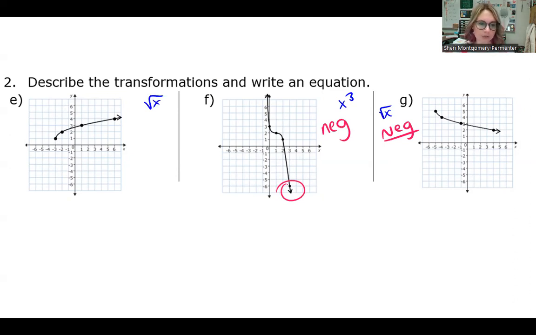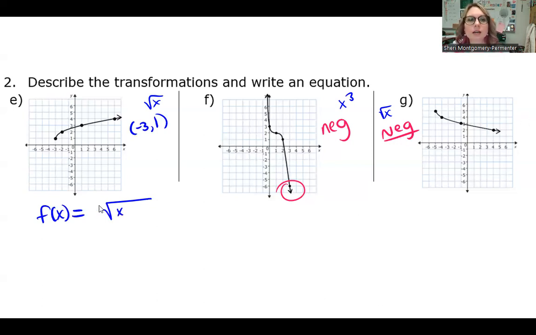Now we're going to look for those transformations. So what will help us is if we identify where is that point. So what is my starting point for E? -3, 1. Okay, so that is going to help us make an equation. My equation, f of x equals, I'm going to leave myself a little bit of space after the equal sign and put a square root. Underneath this square root, I have an x. So I have three places that I can put a number.